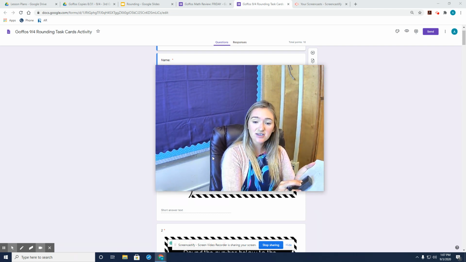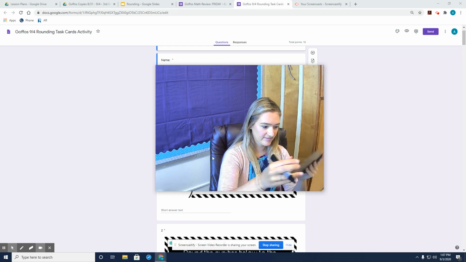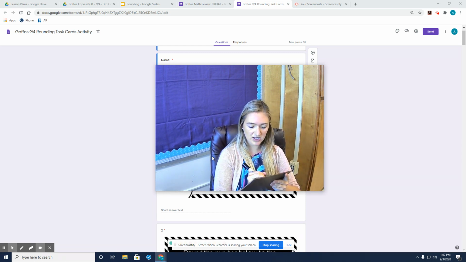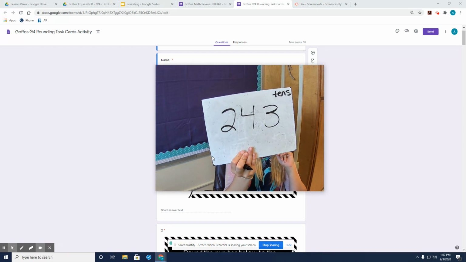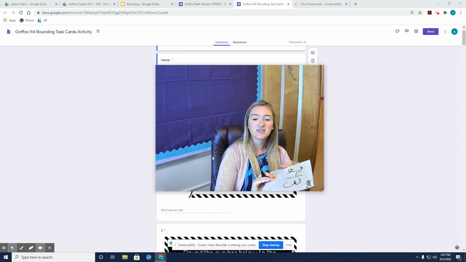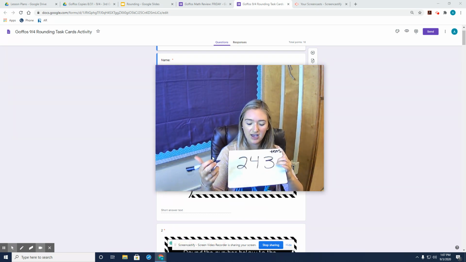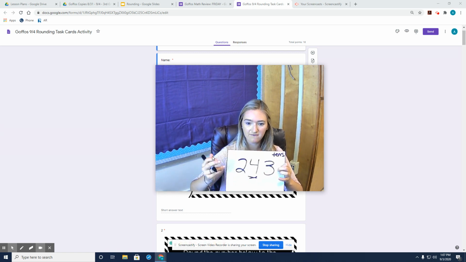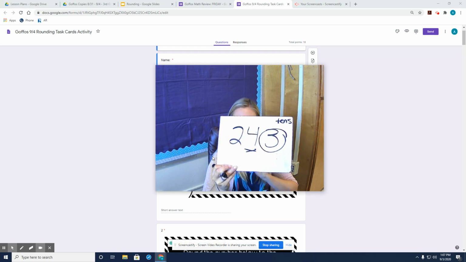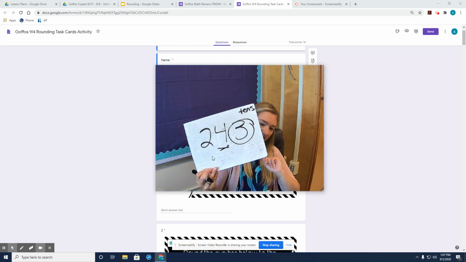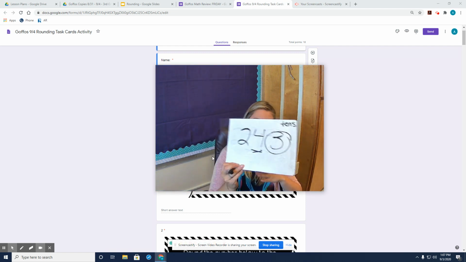All right, so I still want us to round to the tens. But now my number is 243. So since I'm still rounding to the tens, we are underlining the 10 spot, so the 4, and then we're circling the 3. So still underlining that 4, circling the 3.